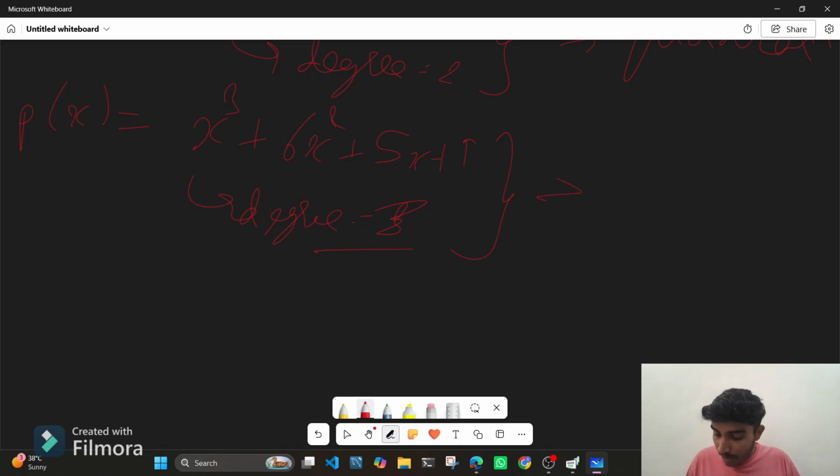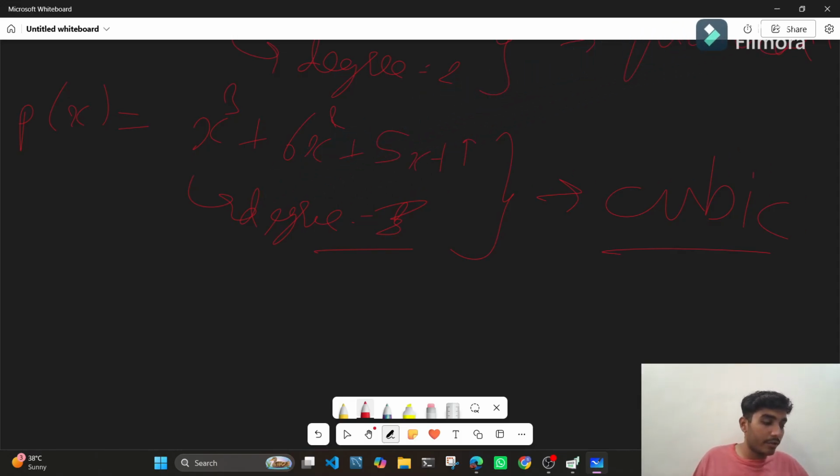If the degree of polynomial is 3, then we call it cubic. For class 10, you are concerned with only degree 3 polynomials. You do not go further beyond this.